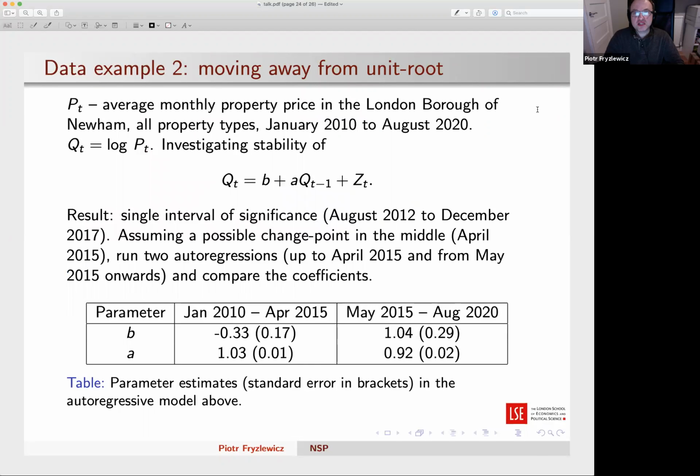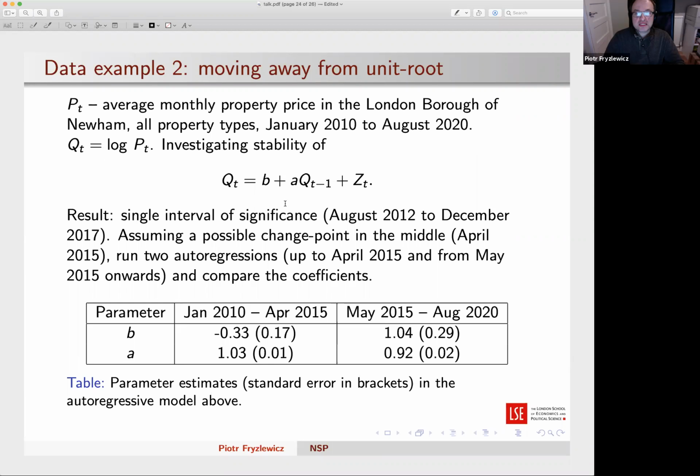Yes, so it's a second and last data example where my data set is the average monthly sold property price, or sold real estate price, in a particular part of London, in the London borough of Newham. What's so special about this part of London? It hosted the Olympic Games in 2012. Okay, and I'm looking at it on the log scale. So QT is the logarithm of this price.